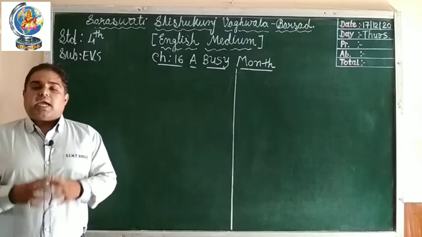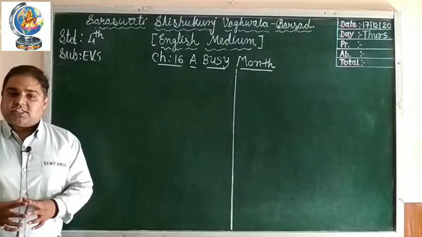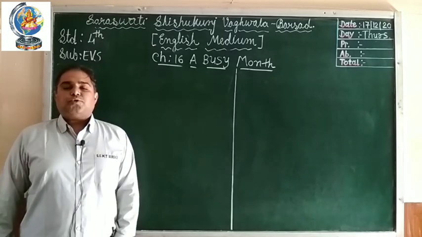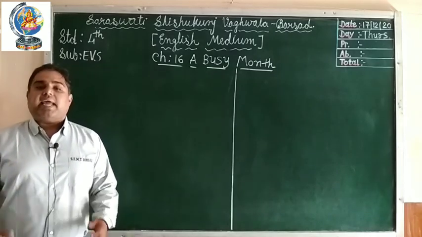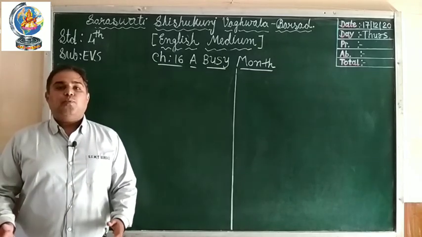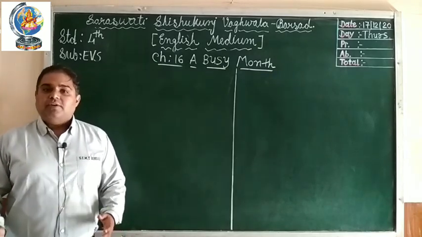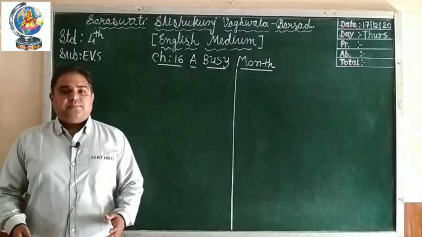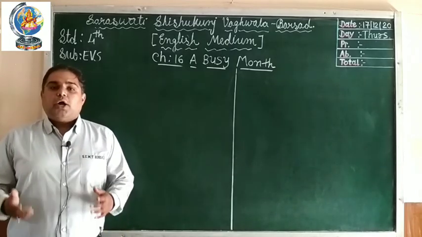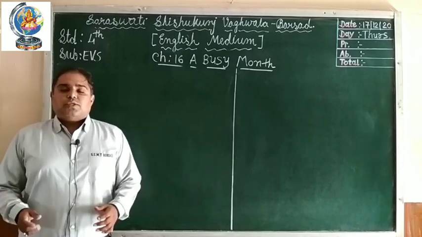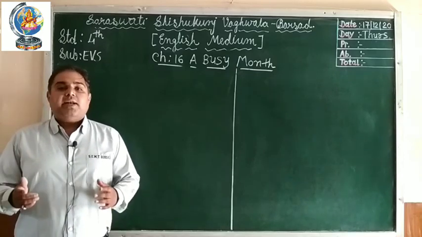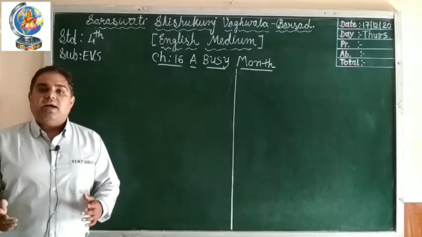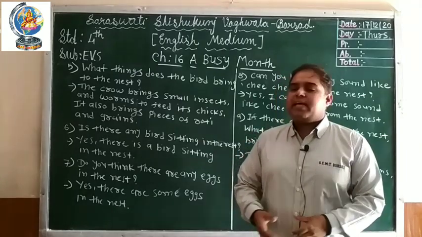Then the next question is, if there are chicks in the nest, what do the parent birds bring for them to eat? So students, the answer is, the parent birds bring grains, pieces of roti and small insects and worms for the chicks to eat. Then students, the next question is, how many times in 1 hour do the birds come to the nest? So the answer is, the male and the female crow come 2 or 3 times to the nest in 1 hour. So students, let us look at the answers again.